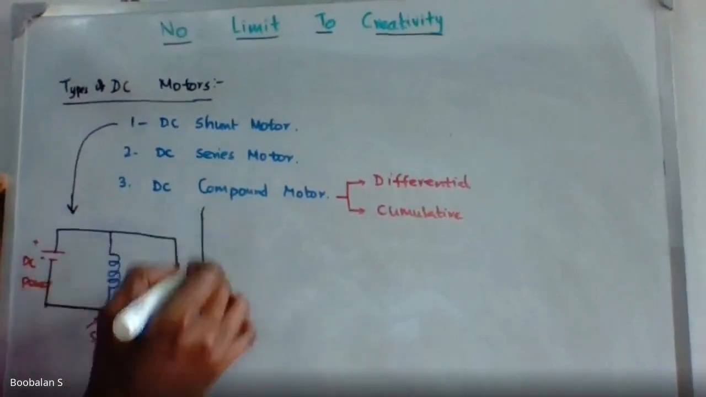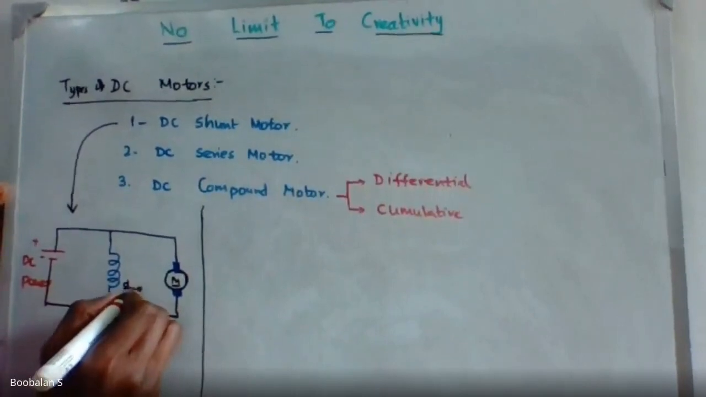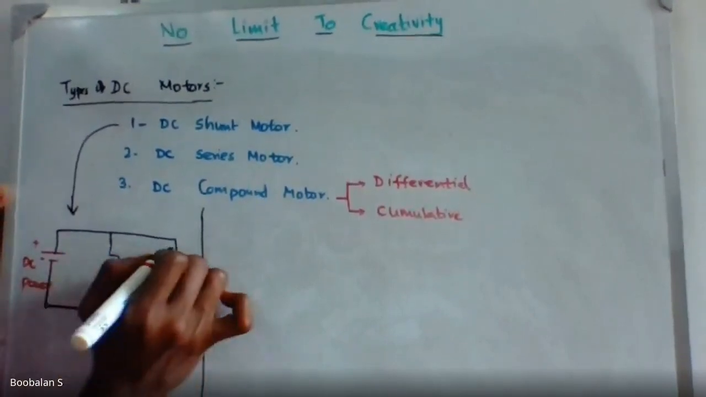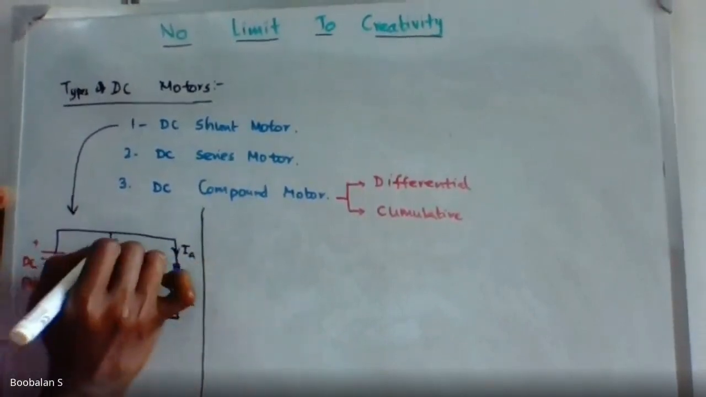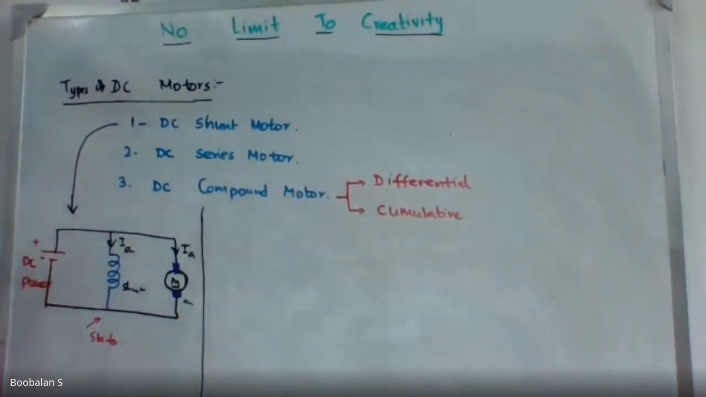Up to this, any doubt why it's called a DC shunt motor? This is called the shunt winding. This is my armature, so the current IA is flowing. This is a shunt winding, which is why I suffix SH: the shunt current Ish is flowing. This is why it's called a DC shunt motor.